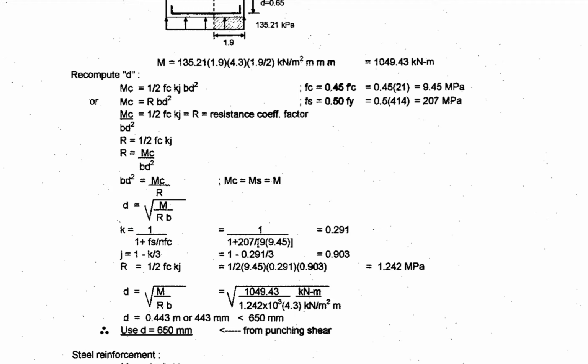So the formula for K, you have 1 over 1 plus Fs over Fc, or that is equivalent to n over n plus Fs over Fc. Okay, or I think so, maybe it's in reverse, Fc over Fs. So it depends on your formula, but the answer is still the same. So for K, you have your value for K, that is 0.291, and then for J, that is 0.903.